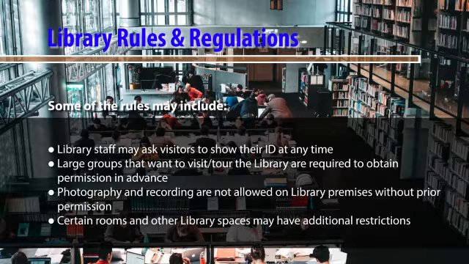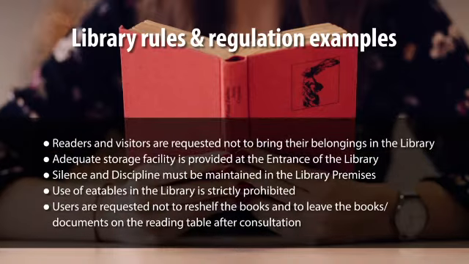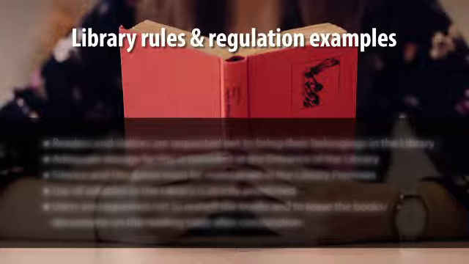On the slide you can see some examples of library rules and regulations. Readers and visitors are requested not to bring their belongings into the library. Adequate storage facilities are provided at the entrance. Silence and discipline must be maintained. Eatables are not allowed. Users are requested not to shelve the books and not to leave books on the reading tables.